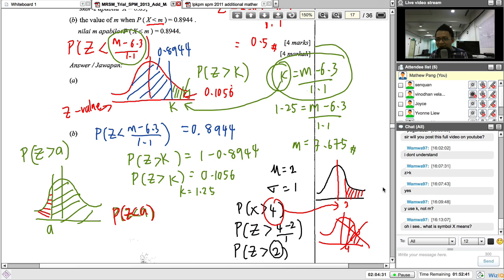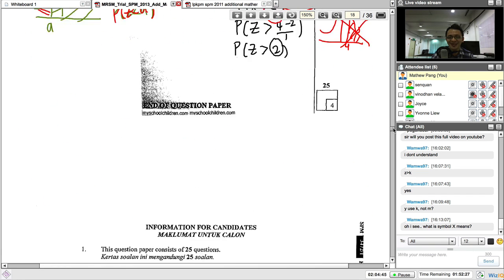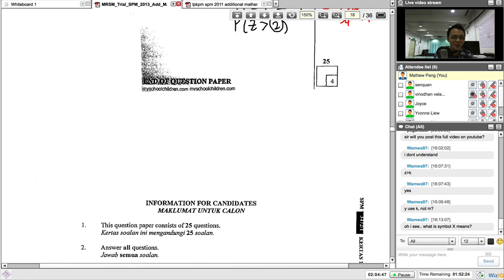What does the symbol x mean? Okay, let me explain what the symbol x means. Still remember in the probability distribution at the beginning, you learned something like this. Let's say you have the probability from 1 to 5. You got x bigger than 2. This equals x equals 3 plus x equals 4 plus x equals 5.